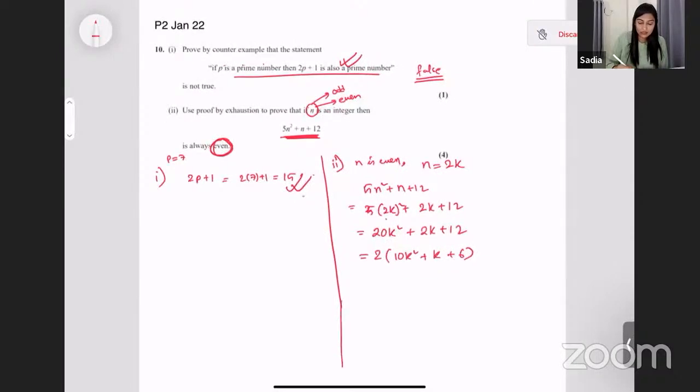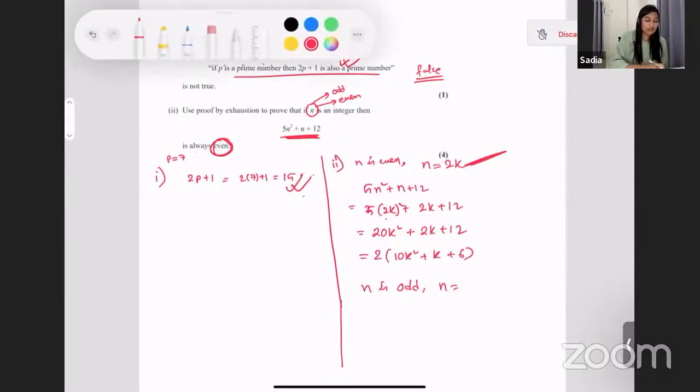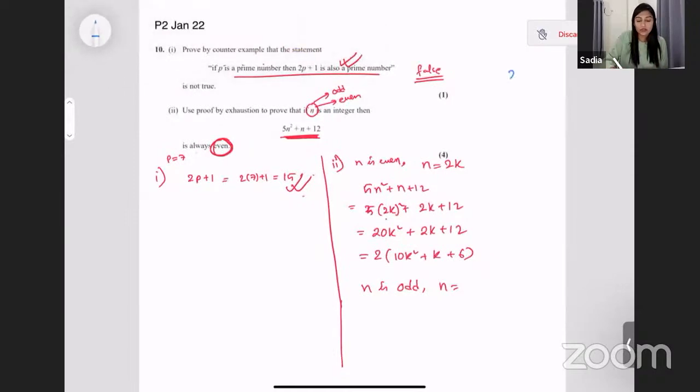Next, if I select n as an odd value, in that case you just need to add plus 1, because 2, 4, 6 are even numbers. If you add 1, you get 3. If you add 1, you get 5. So adding 1 to an even number will result in an odd value. So when n is odd, we will express it as 2k plus 1.